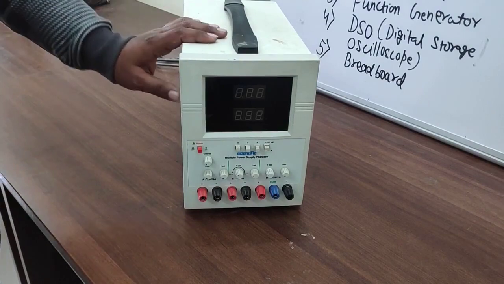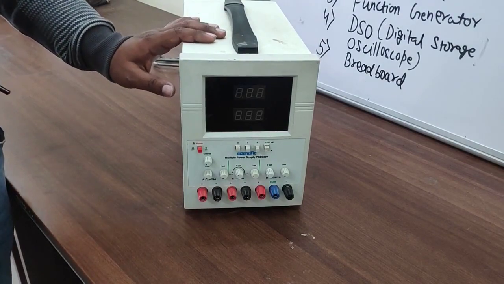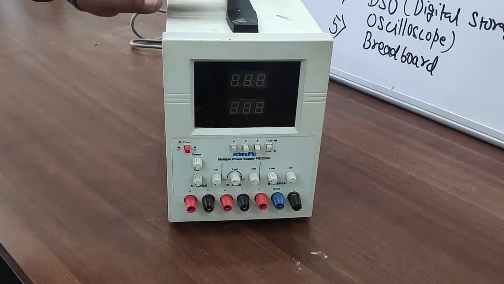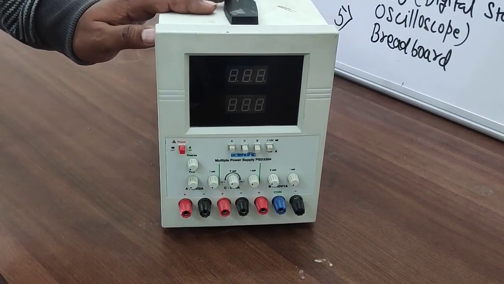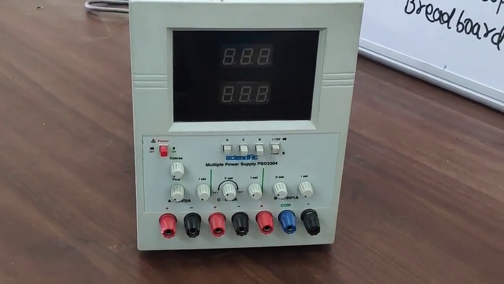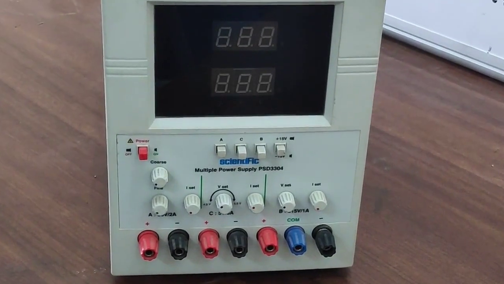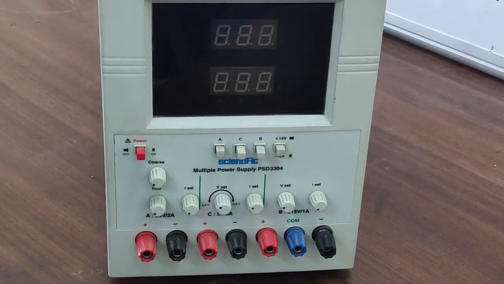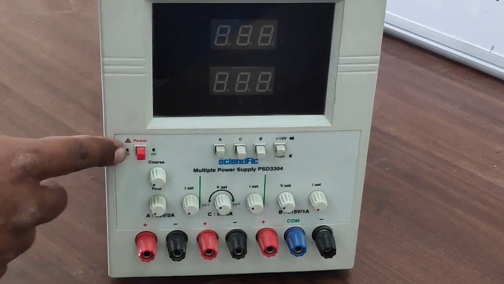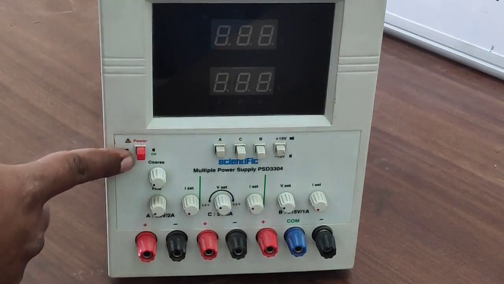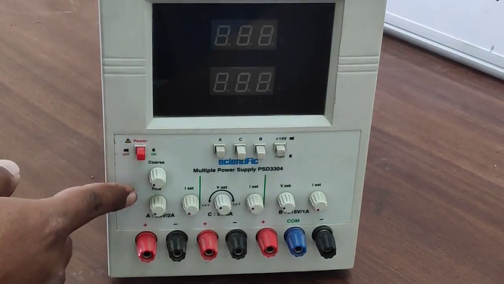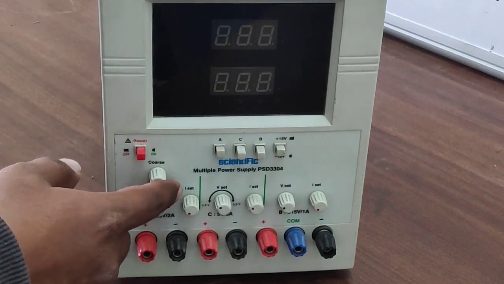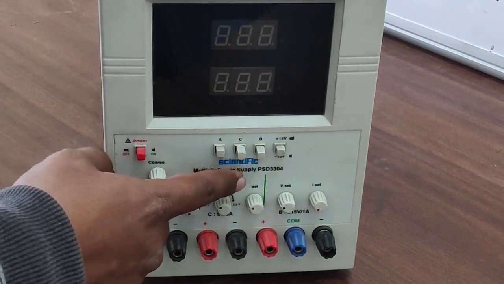So dear students, this is my second equipment. The name of this equipment is the DC power source. This one is a multiple power source. It can give 3 different simultaneous outputs at a time. This is the power button for this DC power source. If you look, you can see their I values and V values are written.